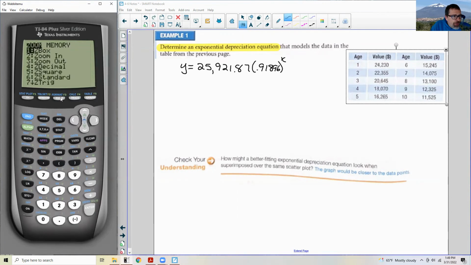And then if I hit zoom 9 for statistics, there's my scatter plot. And here comes the regression equation of best fit. Okay, that's the exponential depreciation equation graphed with the points given in the table.